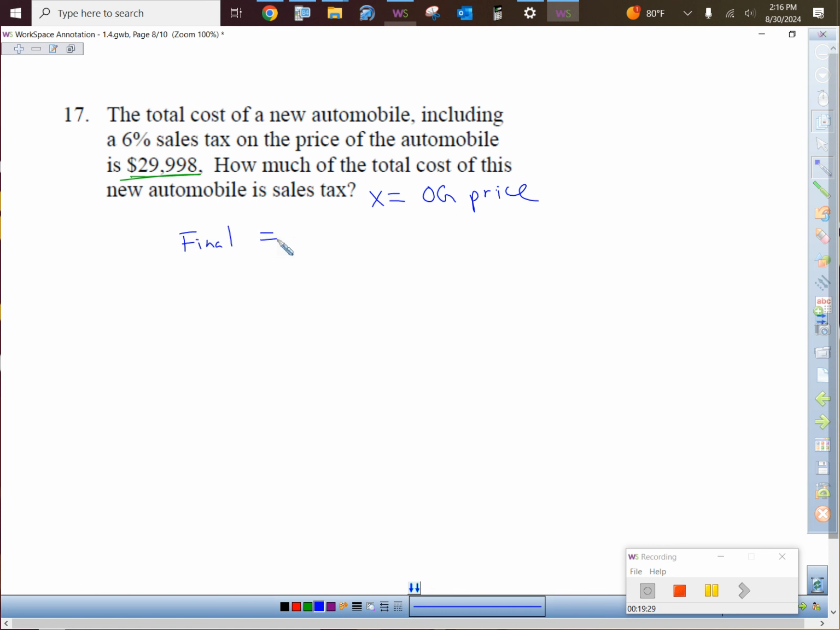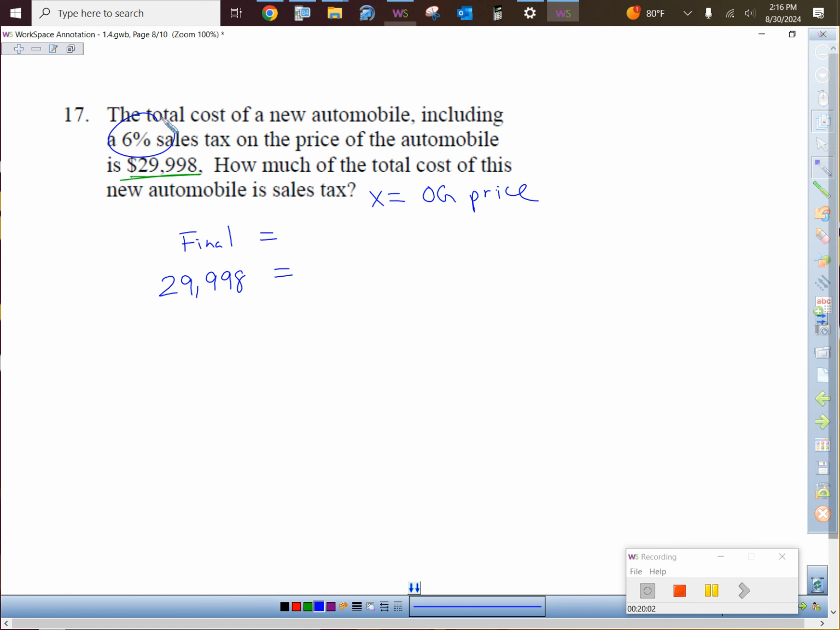I don't care if you write this down or not. Your final cost is your original price times the tax rate plus your original price. Here our final cost is $29,998. When you tax something, like a candy bar, you have to pay for it with the dollar plus another percentage of it, right? You're paying more than 100% of that price. You're not paying 100%, and you're not paying less than 100%. You're paying more. That's why whatever your tax rate is, you change that to a decimal.